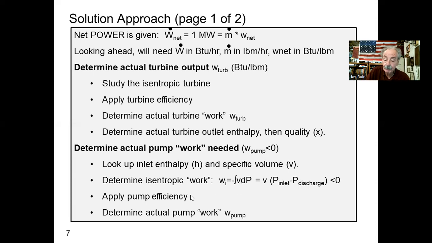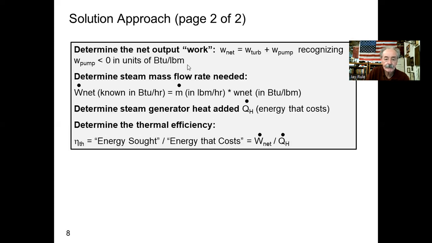Okay. We're going to apply pump efficiency then to determine the actual work required to drive the pump in BTUs per pound. Now that's going to give us the ability to calculate the net work, little w, in BTUs per pound mass. Now we know the net power that's given, and so that's going to enable us to determine M dot, the steam mass flow rate. W dot equals M dot times little w. Okay. So we're moving. That's going to be another thing we must do for the homework problem.